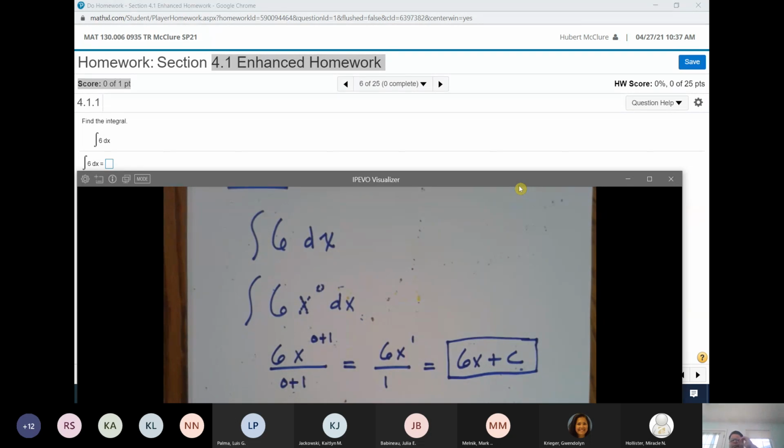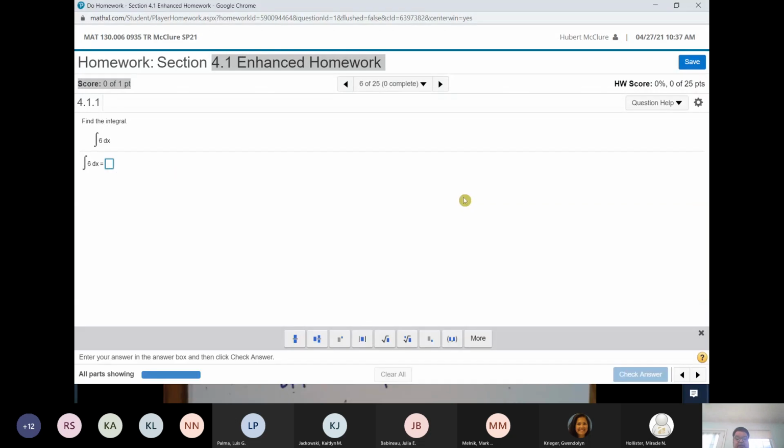Now, I know that's very simple for some of y'all that have had calculus before, but you've got to realize there are some people in here that have never had calculus before. And that's why I add the x to the 0, because there's no x here. x to the 0 is 1, and 6 times 1 means I'm not changing the quantity of the math problem. So 6x. Let's see if I type in 6x. I bet it'll say it's not right.